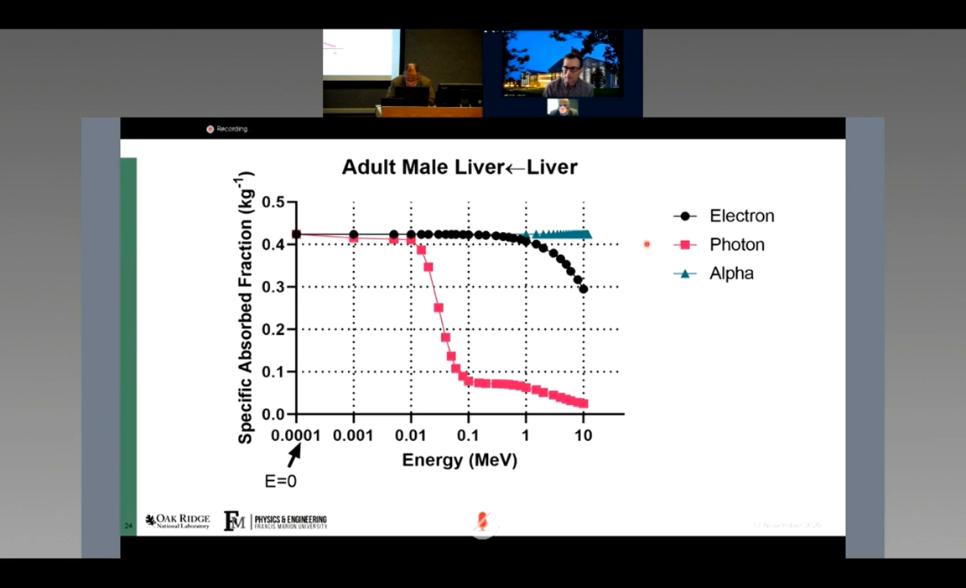You may not have seen this before, but what I've got plotted are SAFs for electrons, photons, and alphas all on the same plot. Why am I doing that? Because I'm looking at this limiting value down here. This is actually an energy of 0. I've plotted it as 0.1 keV just so it'll show up on our log scale. But this is the limiting value. We like that all 3 of these are hitting that same low energy limiting value.